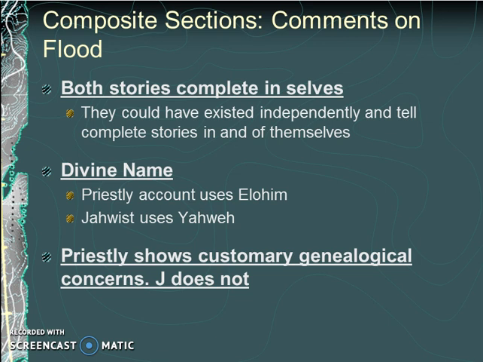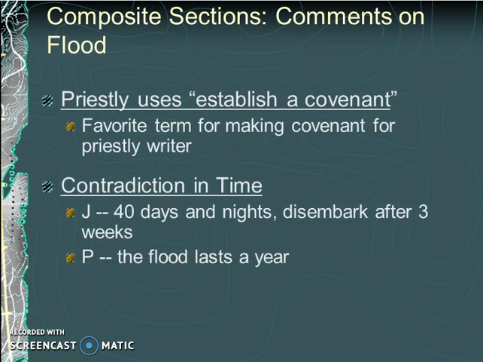The priestly account shows its customary genealogical concerns, whereas the J account does not. The priestly account uses a special term to establish a covenant, which is said to be a favorite term for making a covenant by the priestly writer. If you compare the accounts, there are contradictions in time. J talks about there being 40 days and 40 nights, and then they disembark after 3 weeks, whereas P's account speaks of the flood lasting for over a year.